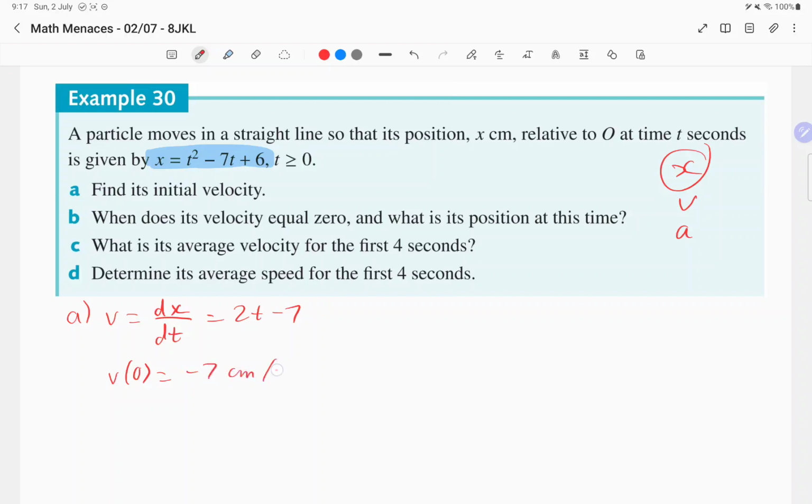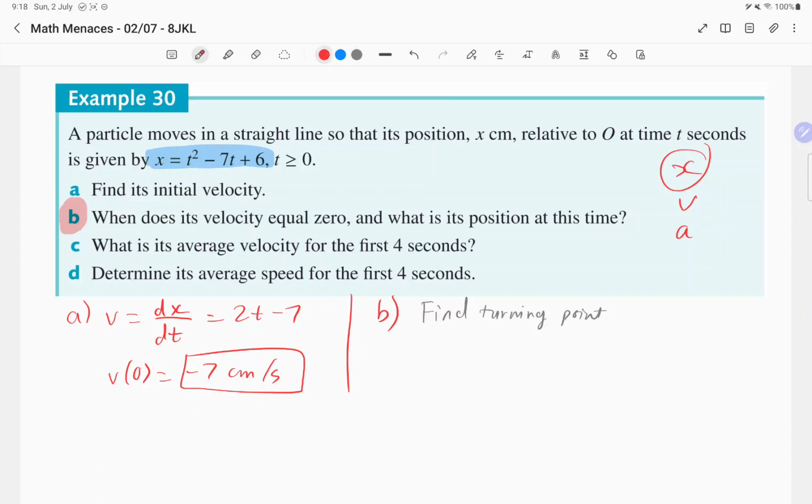Put the units in centimeters per second. And then question B: when does its velocity equal 0 and what is its position at this time? What are they asking us to find here in question B? Can someone give me an intuition about this? When does its velocity equal 0 and what's its position at that time? What is this special position? Turning point, correct. So question B is asking to find the turning point. We're going to think about why they are asking you to find these parts of the question. Part B is just about finding the turning point.